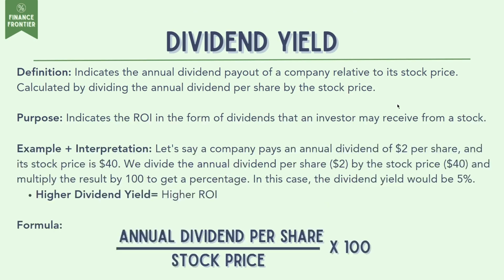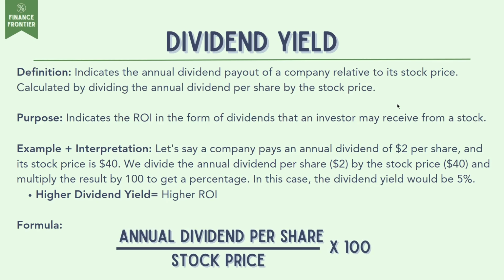The next method to evaluate the valuation of a company is taking into account its dividend yield. The dividend yield indicates the annual dividend payout of a company relative to its stock price. It's calculated by dividing the annual dividend per share by the stock price. If you look at the bottom of the page, we can see the formula is annual dividend per share upon stock price into 100, and so our final value is going to be a percentage.